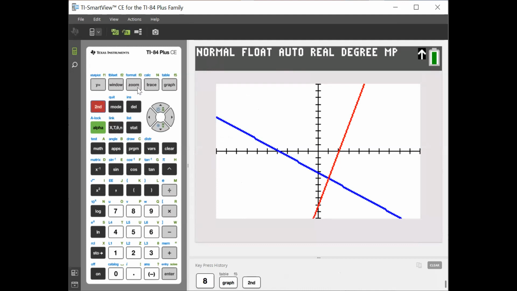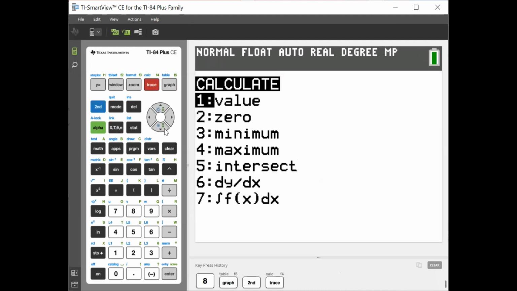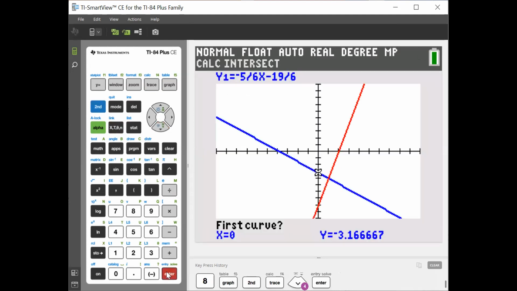You can go to second calc and go down to number 5 to find the intersection point. It's going to say first curve, which is asking, is this your first line? You say yes by hitting enter. And it's going to ask you, is this your second line? You say yes again. And then it says, can I guess now? And you just hit enter like 3 times, and then it gives you the intersection point automatically, 1, negative 4. So this is a nice way of visually or graphically checking your intersection point.